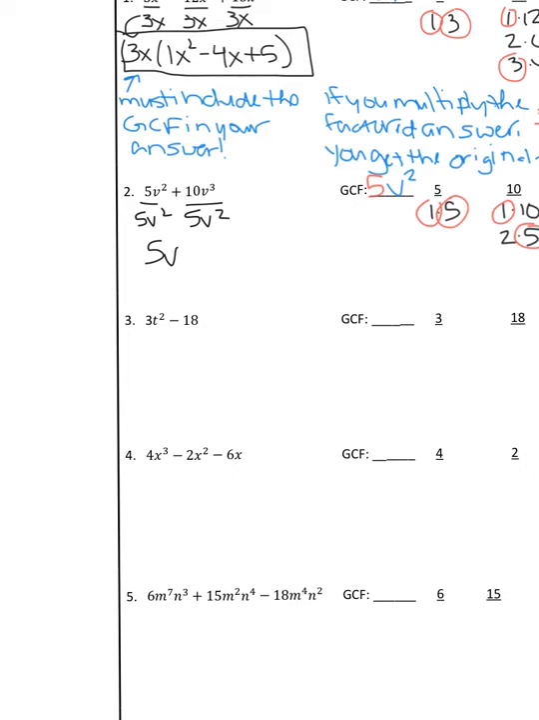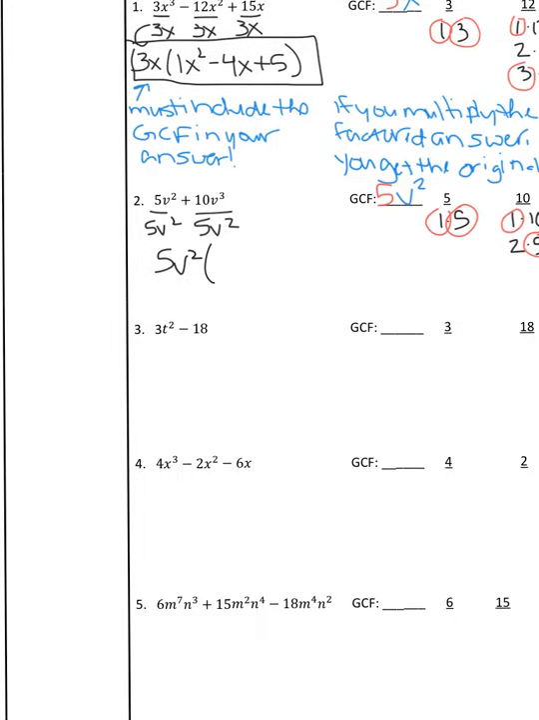So 5v squared comes out front. And then 5 divided by 5 is 1. V squared divided by v squared is 1. So that just is 1, right? Everything, the whole 5v squared divided by 5v squared is just the number 1. Don't forget that number 1. It doesn't go away. It's not 0. It's 1. And then 10 divided by 5 is 2. v cubed divided by v squared is v. So 5v squared times (1 plus 2v). That is the factored form for that polynomial.